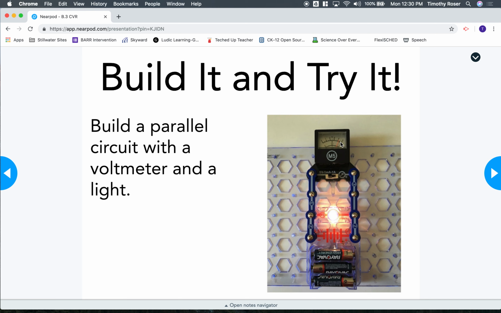This top scale will tell us how many volts are flowing through our circuit. So your voltage should probably be somewhere between 4 and 4.5, maybe a little bit lower depending on the strength of your batteries. So go ahead and build this, or pause this video, build your circuit, and then come back and move on.